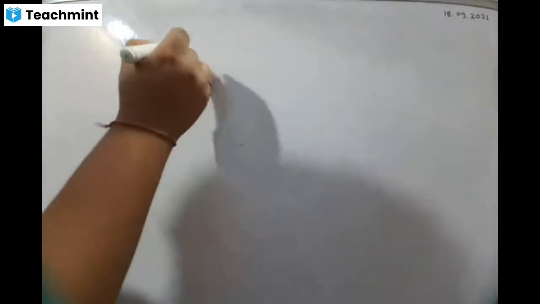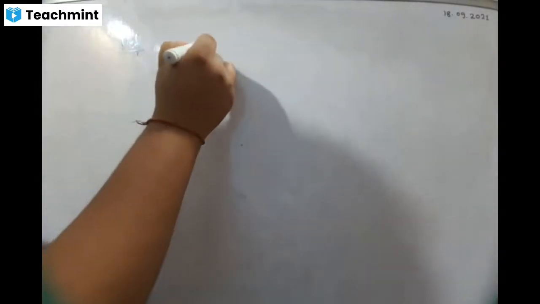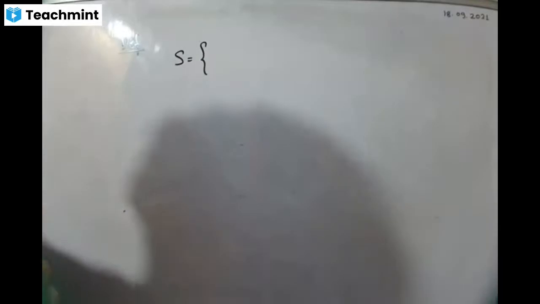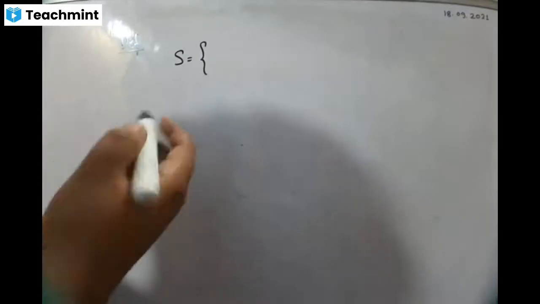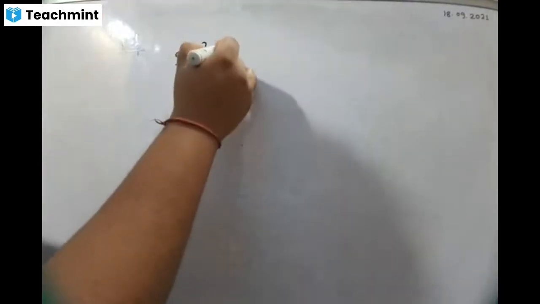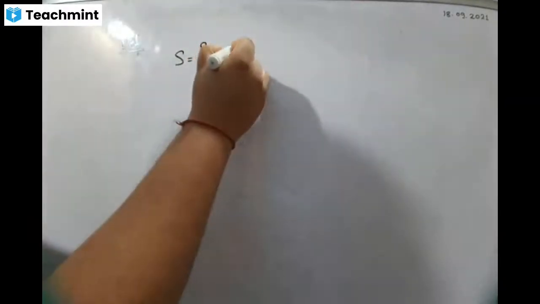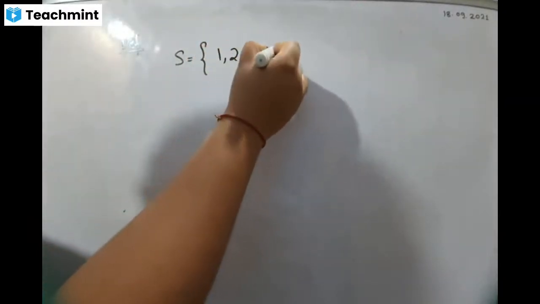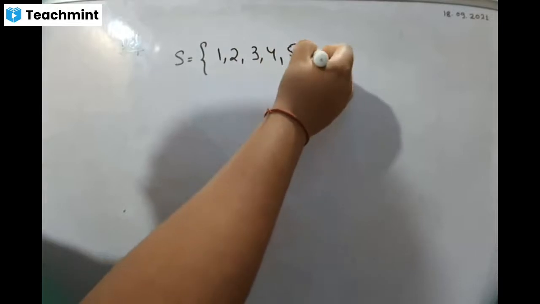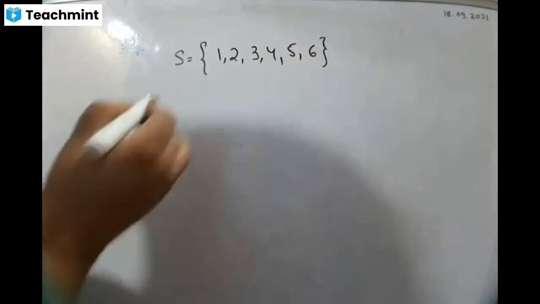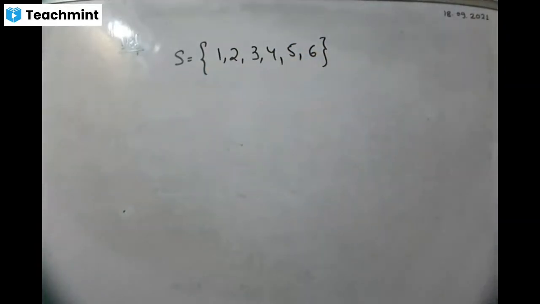Okay, everyone look at the board. What is capital S? S is a sample space. When you roll a die, what are the possible results that you can get? You can get one, you can get two, you can get three, you can get four, you can get five, and you can get six. So these are the possible results. This becomes your sample space.